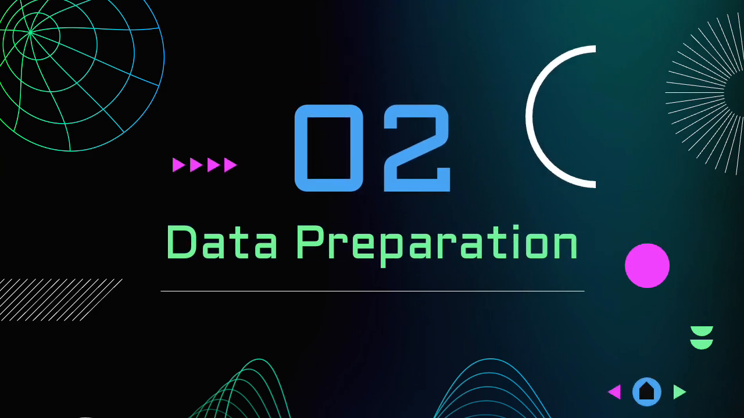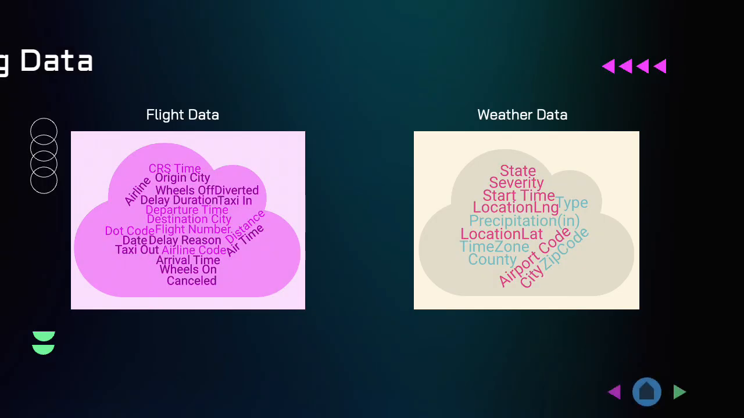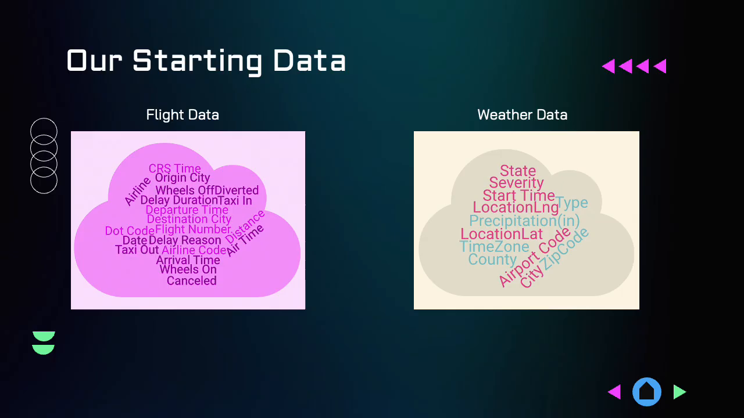Now we'll discuss our data cleaning process. We began our project with 2 very large data sets, each with several million data points, and what you can see here on this slide in the cloud diagrams is the differing attributes of each data set. In the next slide, we'll talk a little bit how we used these attributes to merge the data sets.